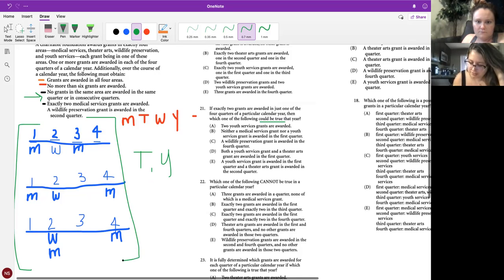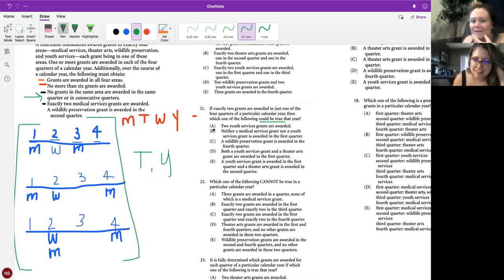Yeah, it's just a little bit messier. So I would just be like, could we ever have two youth services awards? No, because then you have no room for Y. I mean T. Right. All right. What about B?